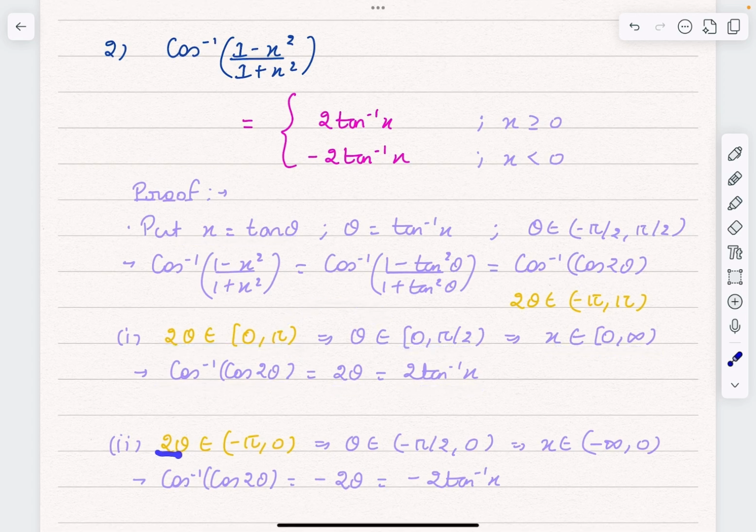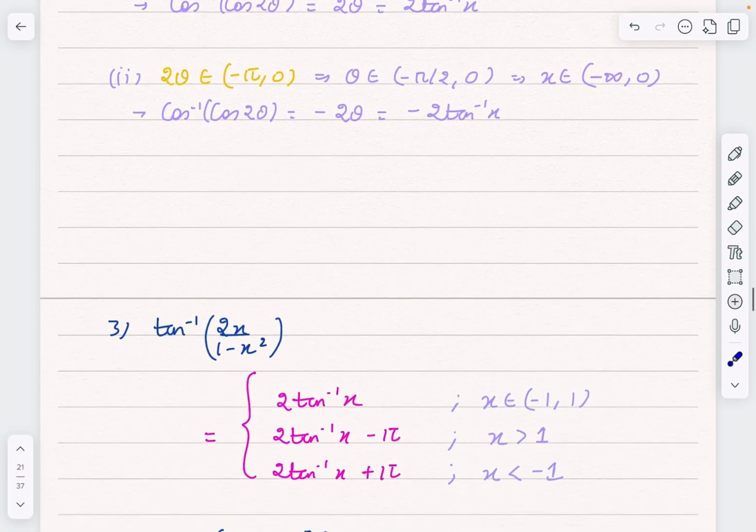Second case, when 2 theta belongs to minus pi to 0, so theta will be minus pi by 2 to 0, so x belongs to minus infinity to 0, and in this case, cos inverse of cos 2 theta will be minus 2 theta. For minus pi to 0, cos inverse of cos x was minus x. So we get minus 2 theta, which will be minus 2 tan inverse x. So we get this result. This they rarely ask, but you can remember this, otherwise you can prove it any day.